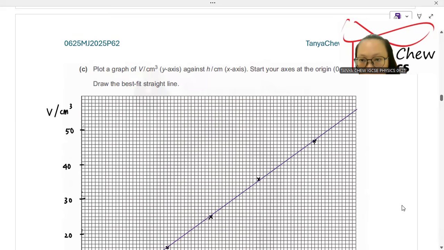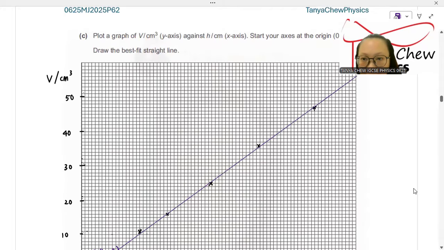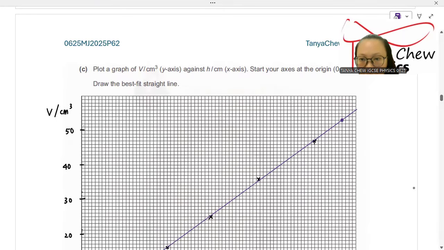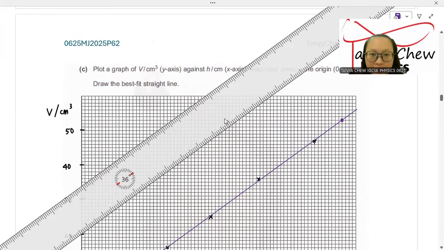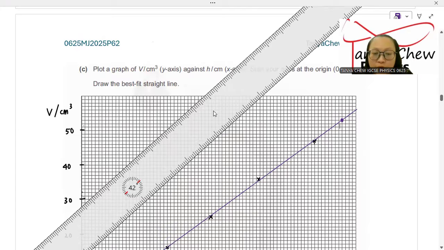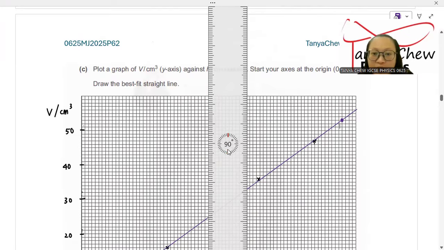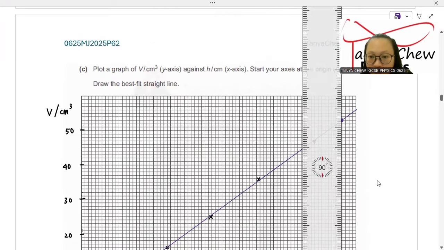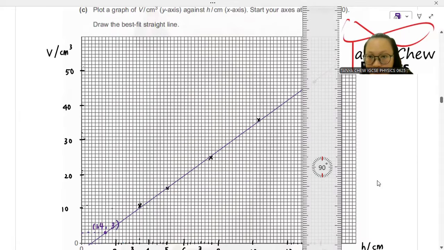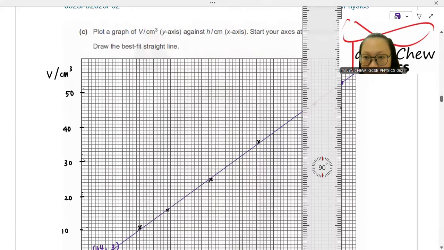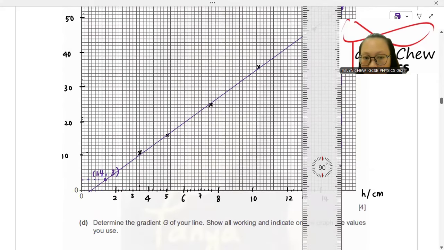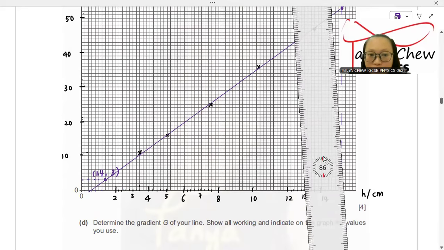And the next one, the other point that I'm going to take because I extrapolate. Okay, so I'm going to take this point. And then I am going to use the ruler to draw my triangle. Make sure that you draw the triangle clearly so that the examiner knows that the triangle is large enough and the value of the gradient that you calculated will be more accurate. Okay, this is my point, right here. And then I'm going to join with that later, don't worry. And then horizontally.